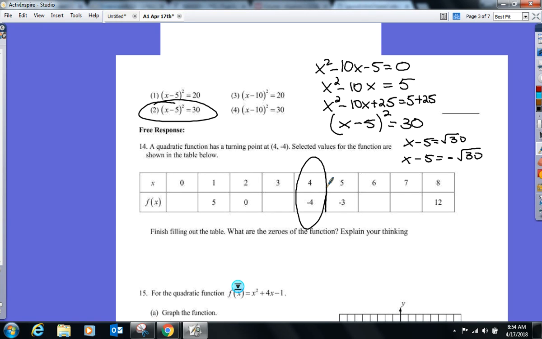What should be at 3? -3. What should be at 6? Yep. 7, 5, and at 0. There you go. Just like your graphing calculator screen.